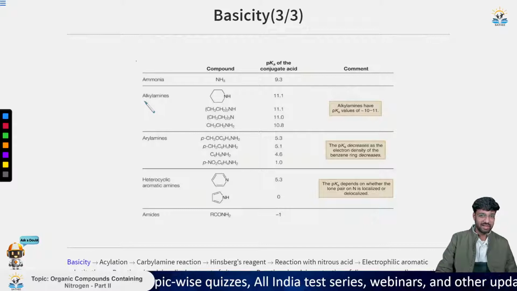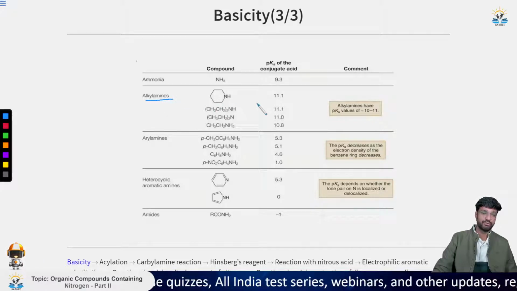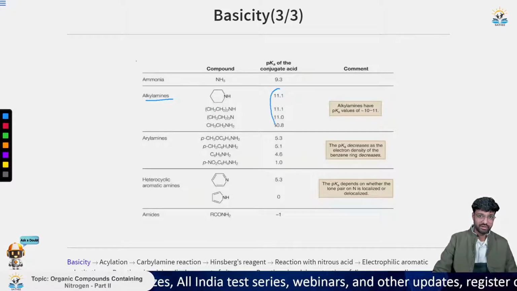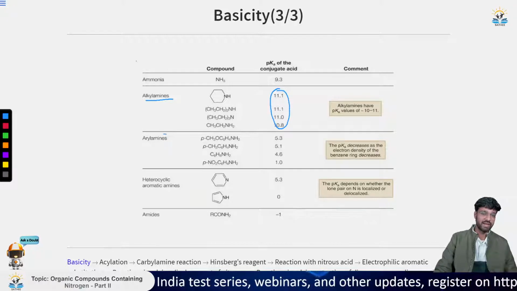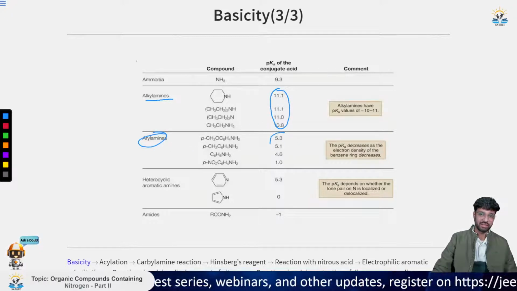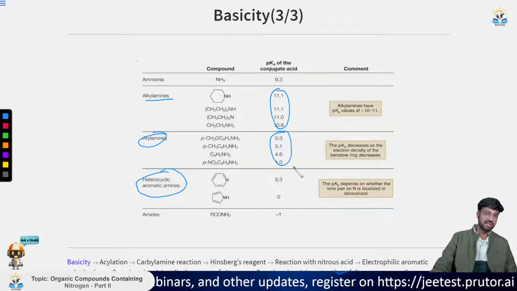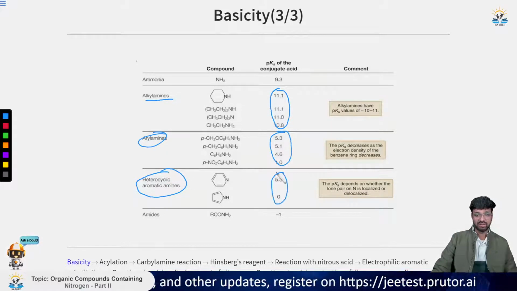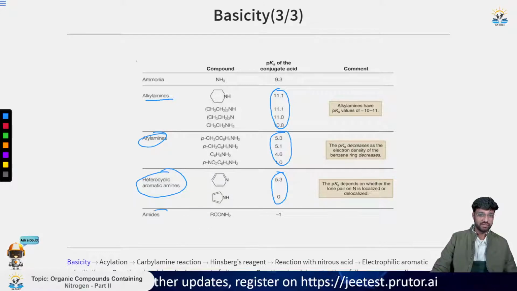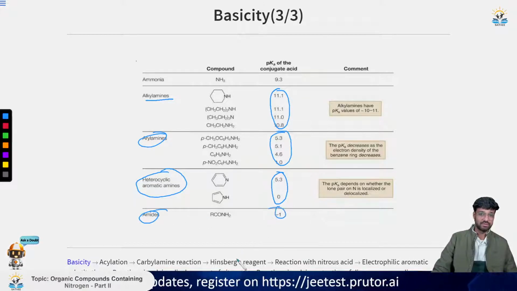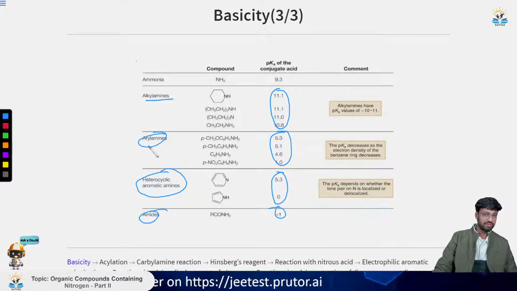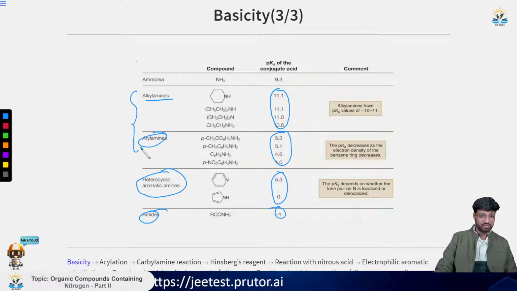So first one we have alkyl amines, which are the most basic of all the amines. Then come the aryl amines, which are in the second part. Then come the heterocyclic aromatic amines, in the third part, and last we have the amides. Okay, so this is the overall table. So why is it so? The first 2 points are clear.